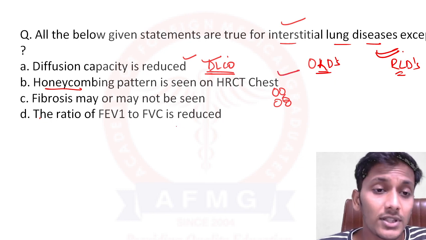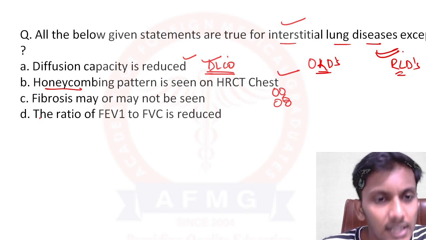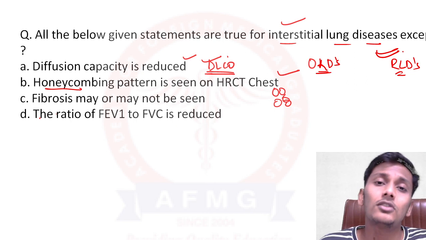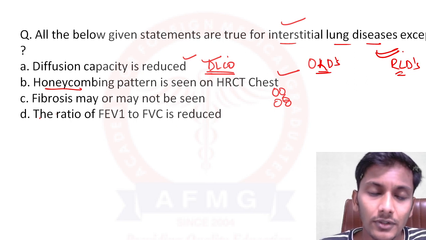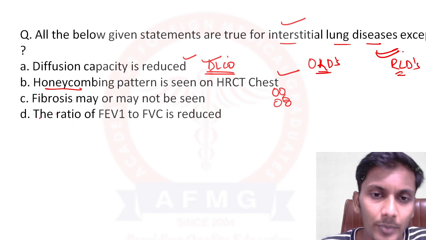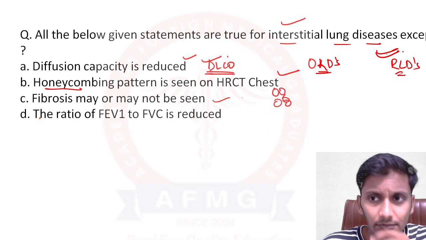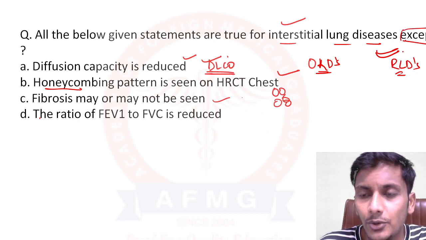Next one, option C, fibrosis may or may not be seen. So please remember, in cases of interstitial lung diseases, it is not always that we will see fibrosis. Fibrosis is usually seen in the late stages of the disease. So fibrosis may or may not be seen. This is also a true statement, and we need to find the false statement. All are true except.